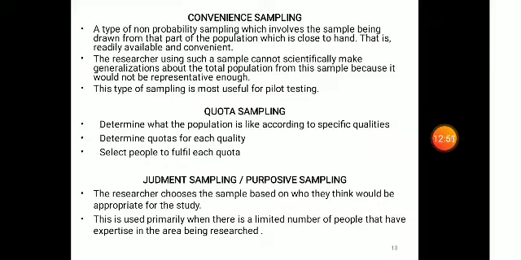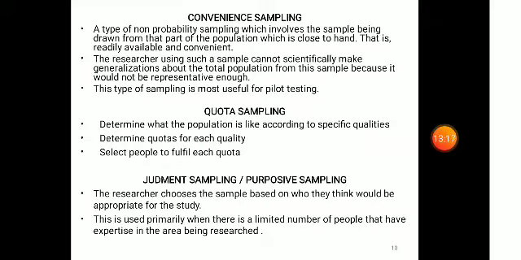The first is what we call convenience sampling, where the researcher selects a sample according to the convenience of the investigator. That is what we call convenience sampling. There is no scientific technique. That is why we say that generalization about the population from this sample is not allowed if we are selecting convenience sampling.